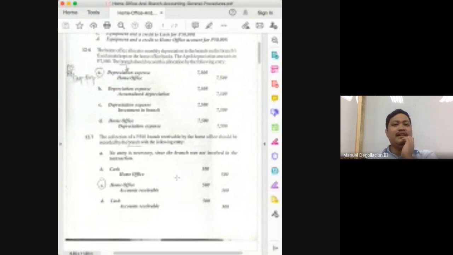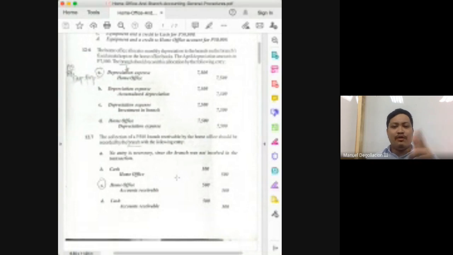What do you think would be the entry in the books of the home office, class? Since we have already identified that the home office account is credited, what do you think will happen to the investment in branch account? It will be debited. So debit, investment in branch. What do you think would be the credit? The credit here would be depreciation expense, because it was the home office who recognized the expense first, but we've realized that this expense should be assigned and allocated to the branch.